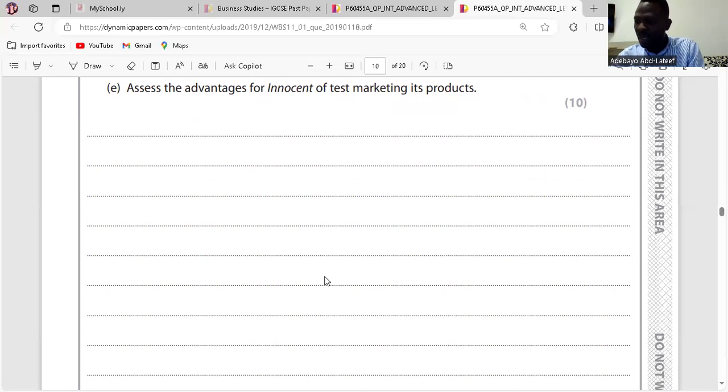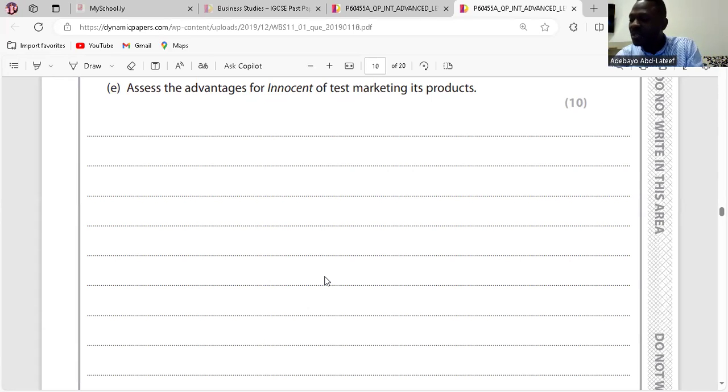One, it allows Innocent to determine the potential success of the product. When they test market the product and they make sales, what does that imply? It implies that Innocent will be able to determine the extent to which they are going to be successful. Because, for example, based on the few customers we have here, 85% of them bought it. So that means this product will be able to fly. Clear? Fly means it will be able to be sold, not fly with wings.